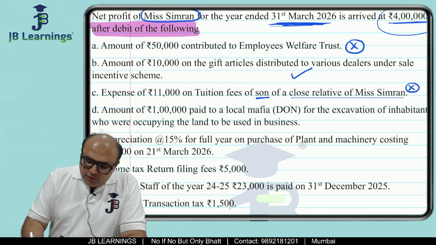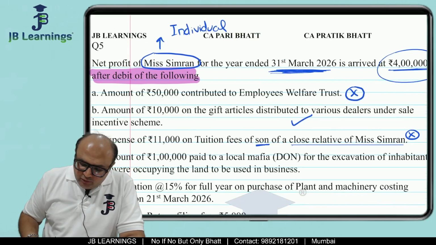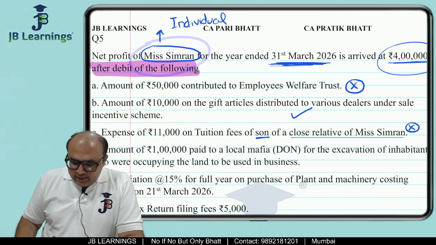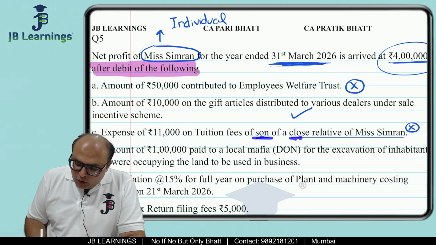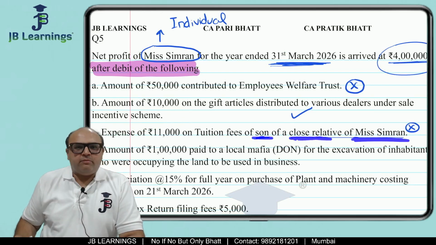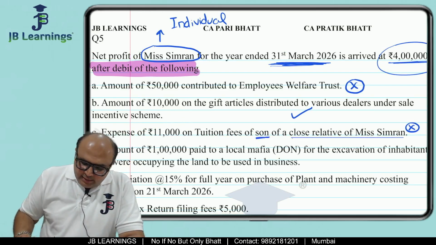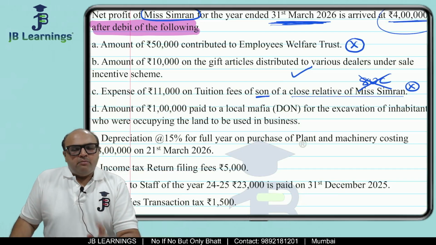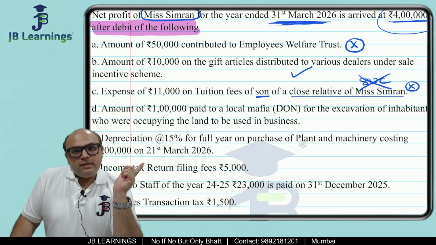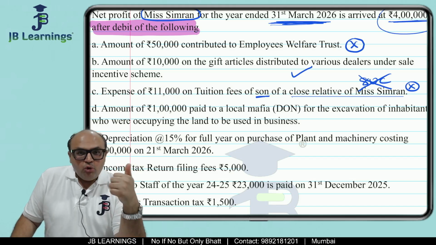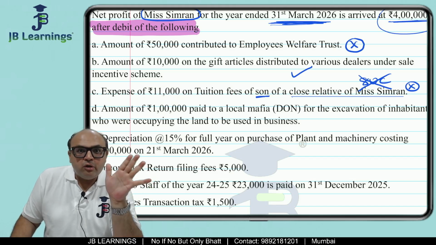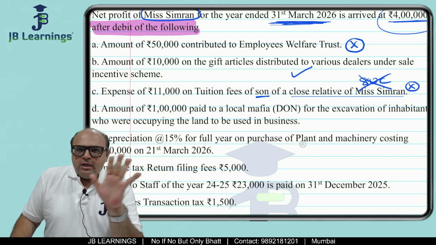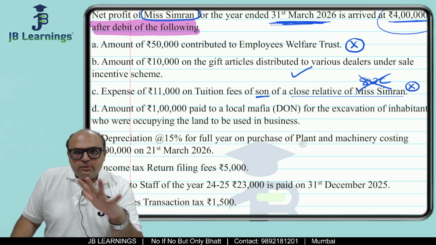But the tuition fees is not paid for son of Miss Simran. It is paid for the son of a close relative of Miss Simran. So friends, this is not a business expenditure, but this will not be covered in 80C also. Because over there, it is tuition fees in the name of children, but your own children, not the children of your some relatives, right? So no 80C, not a business expenditure.